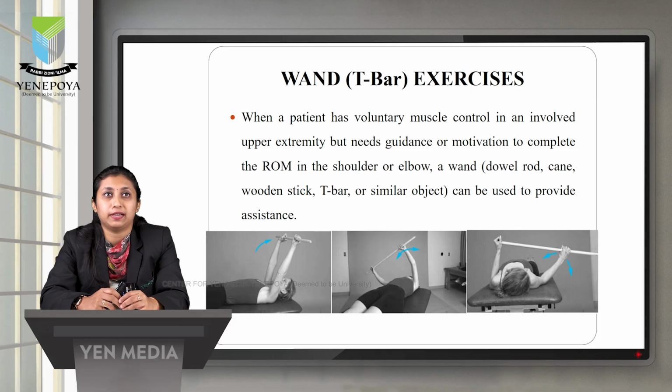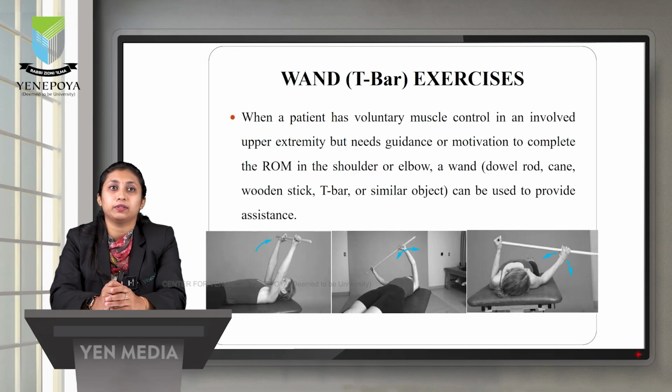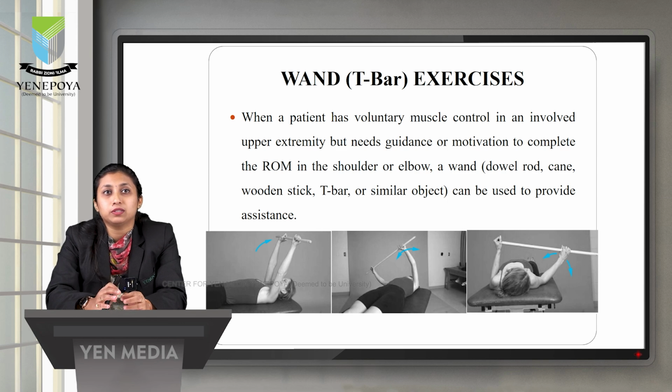Now some of the devices are wand exercise, that is also called T-bar exercise. Now in this image, if you can observe, there is a wand or a T-bar which the patient is holding. Basically this is used as an active assistance, that is done by self, that is by the patient. Now if you can notice here, the patient herself is using a wand and then moving the shoulder into flexion, extension, adduction and abduction position.